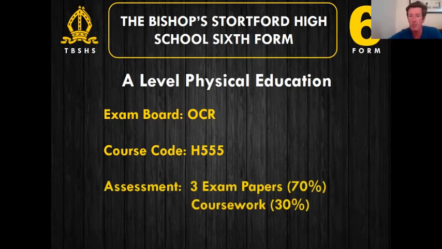The assessment works on 3 exam papers that are worth 70%. One exam paper is 2 hours, and the other 2 exam papers are 1 hour each. The coursework element is broken down into 1 physical activity, which can be done either as a competitive sport or if you're coaching, and then 10% of that will be broken down into a talk about your sport.